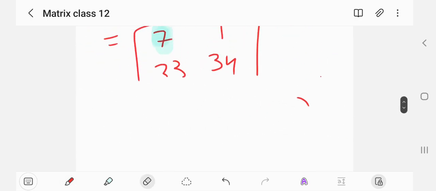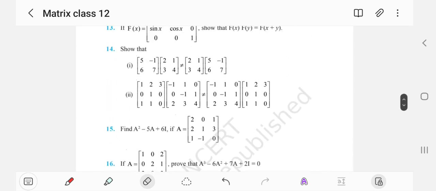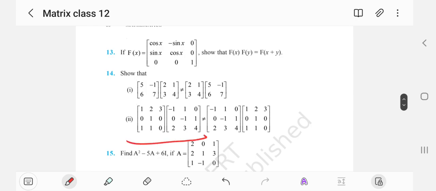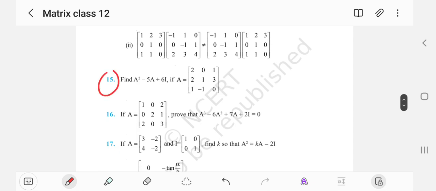Similarly, you can also do the second part of this question, which is a 3 by 3 matrices. Simply multiply this, and you will find that both of these are not equal, and as a result you will be able to show that they are not equal. That's it. Now comes the question number 15.